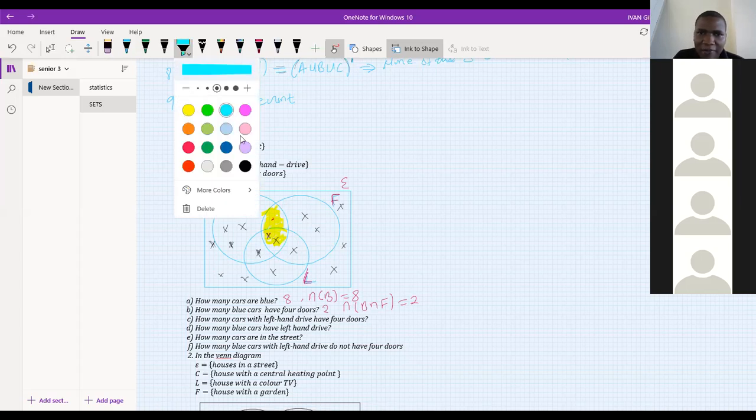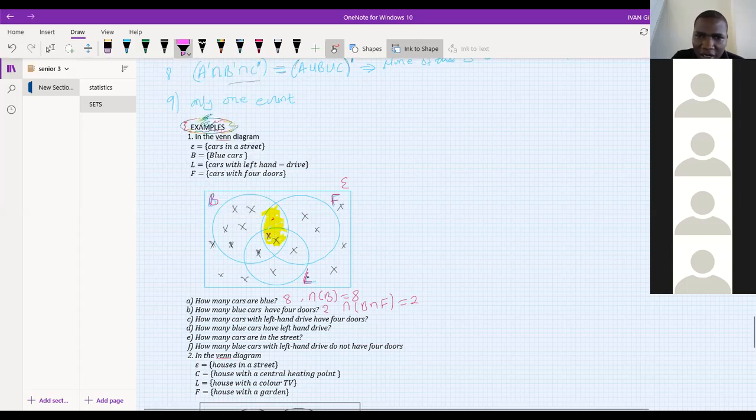So I look at the intersection here: left-hand drive and 4 doors. This is the set of left-hand drive and this is the set of 4 doors. So when I shade, I have this region, the one I'm dealing with. How many X's are in that region? There are 3 X's. So the number of cars that have left-hand drive and 4 doors, there are 3. The number of cars with left-hand drive intersection 4 doors is 3 cars.